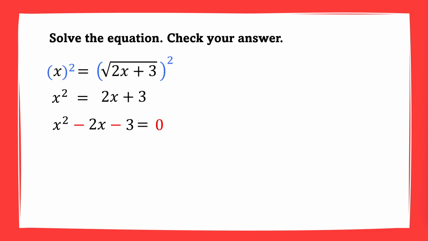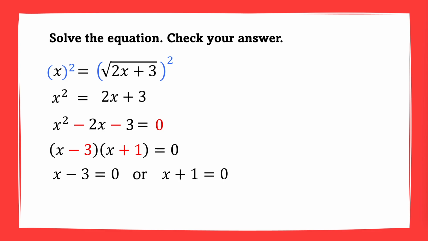Let's factor it into binomials. Find factors of -3 that add up to -2. -3 and 1 are factors of -3 that add up to -2. Now use the zero product property to solve for x. Either x minus 3 equals 0 or x plus 1 equals 0. This gives us x equals 3 or x equals -1.